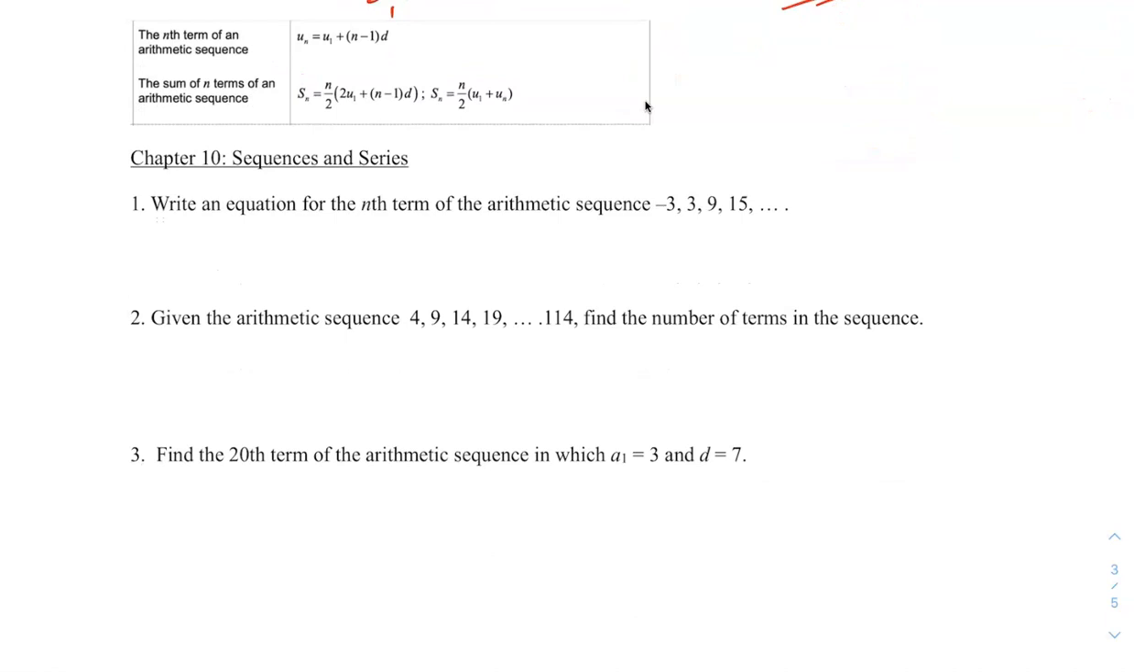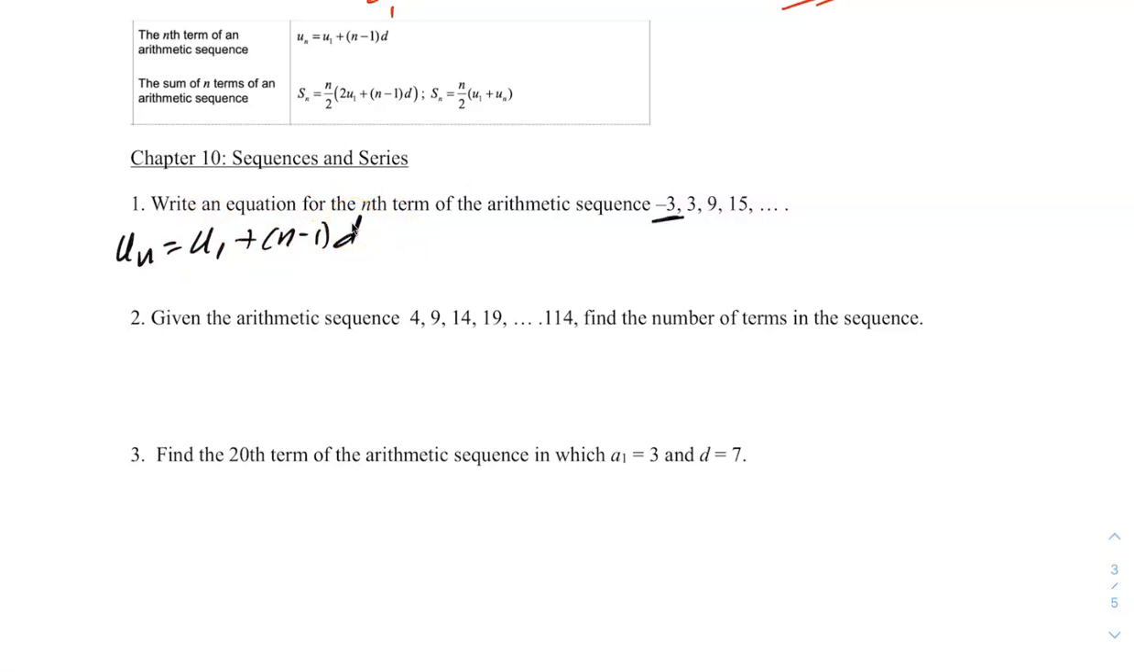Chapter 10, sequences and series. So here's the formula for an arithmetic sequence. Write an equation for the nth term of the arithmetic sequence. If we use the formula, u_n equals u_1 plus n minus 1 times d. Remember u_1 is the first term, d is the common difference, n is the term number, and this is the term we're talking about, or the value of the term we're talking about. So we want the nth term. All we want to do is simplify u_1 and the common difference d.